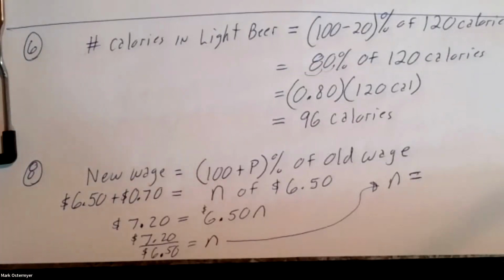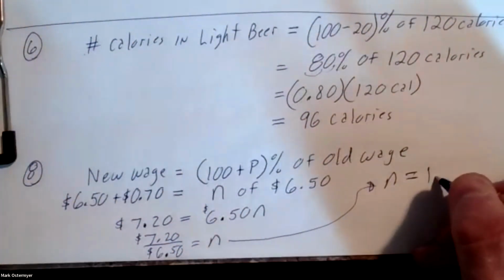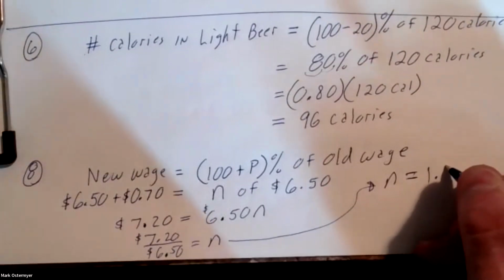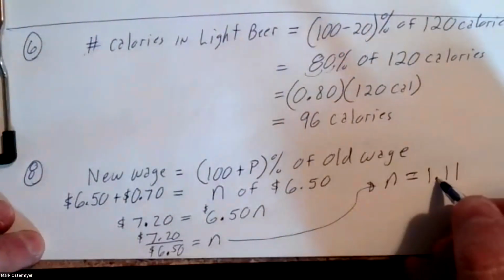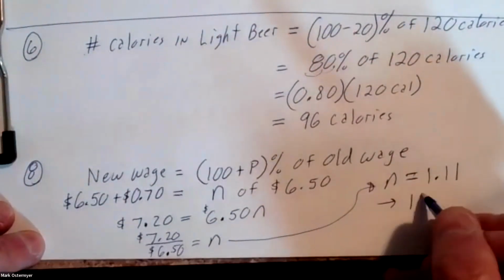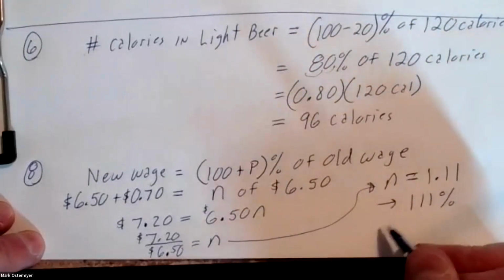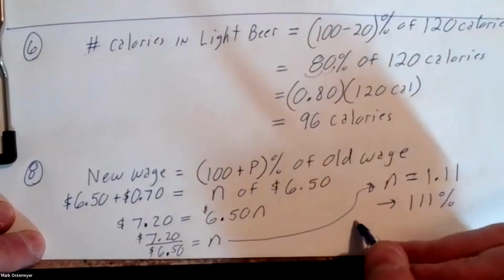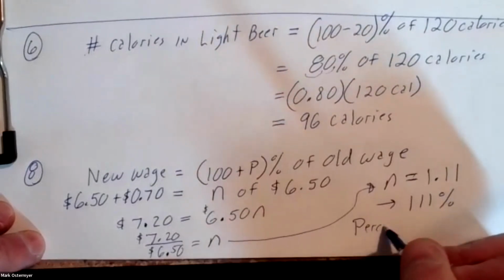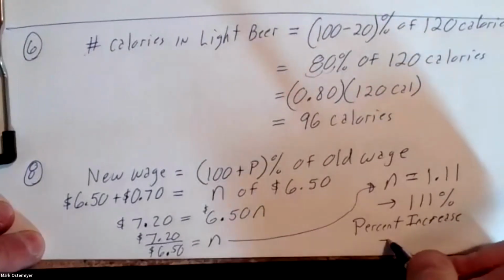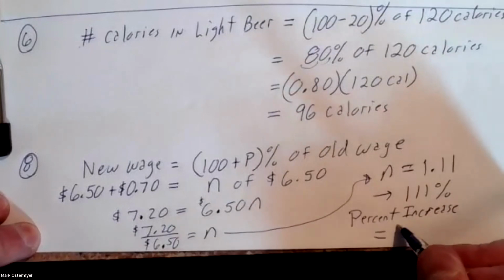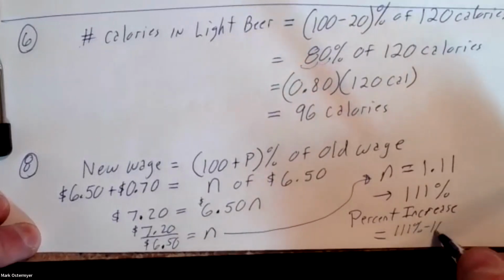$7.2 divided by 6.5. That's going to give me 1 point... I'm going to round it off to the nearest hundredths, 1.11. And so, ladies and gentlemen, as a percent, this really represents 111%. So what is the percent increase? It's 111% minus 100%, 11%. Yeah, it's an 11% increase, and we're done.